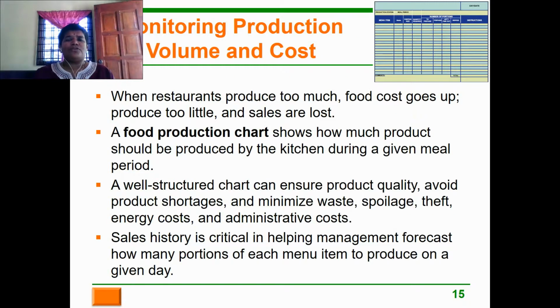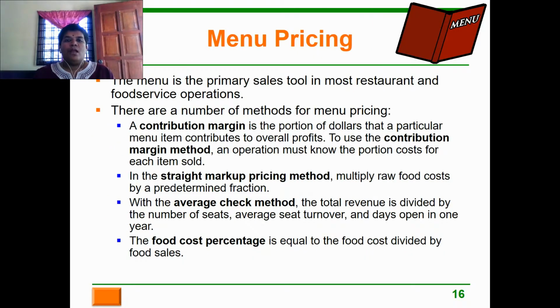When a restaurant produces too much, food cost goes up. Produce too little and sales are lost. A food production chart shows how much product should be produced by the kitchen during a given meal period. A well-structured chart can ensure product quality, avoid product shortages, and minimize waste, spoilage, theft, energy costs, and administrative costs. Sales history is critical in helping management forecast how many portions of each menu item to produce on a given day. So here, the menu is the primary sales tool in most restaurant and food service operations.